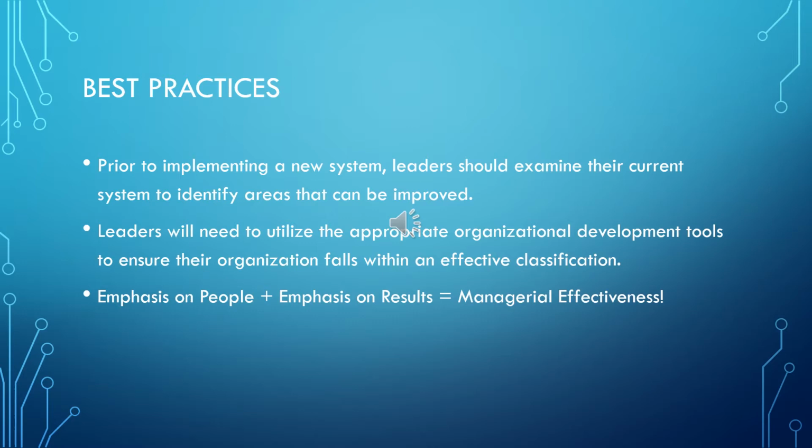Leaders will need to utilize the appropriate organizational development tools to ensure their organization falls within an effective classification. There needs to be understanding of what the current classification is in order for them to make improvements to it. They will be able to make changes for the better, especially with the collaboration efforts, and make a more effective classification. The main thing is emphasis on people plus emphasis on results equals managerial effectiveness. That is key.